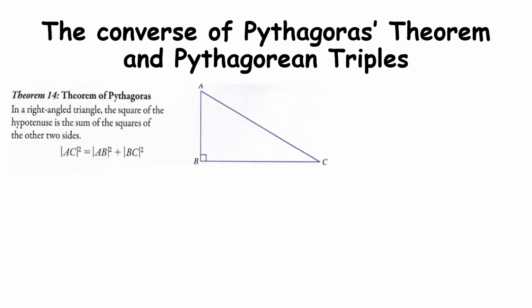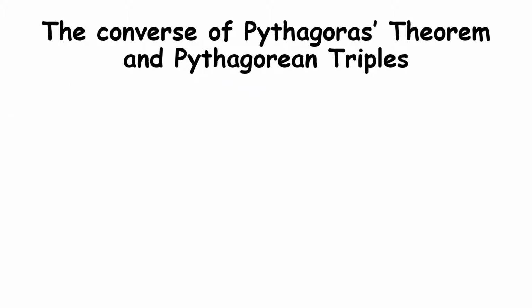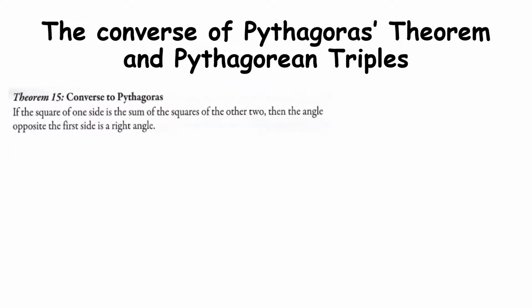So here we have the theorem of Pythagoras, which basically tells us that the square of the hypotenuse is equal to the sum of the squares of the other two sides. This is specifically when we have a right angle triangle. The converse of this theorem says if the square of one side of a triangle is the sum of the squares of the other two, then the angle opposite the first side is a right angle. So basically, if we don't know that the triangle is a right angle triangle, we can use Pythagoras' theorem to prove that it is a right angle triangle. And we know then whatever side is the longest must then be the hypotenuse.